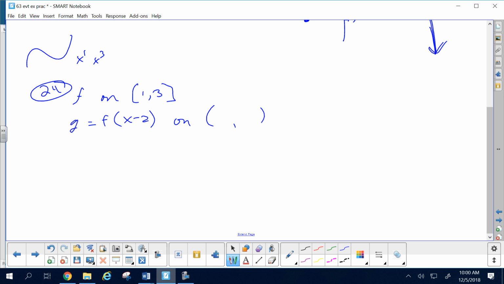What interval? Does that shift it right, left, up, or down? Right. x shifts go opposite, so it's right 2. So the first endpoint of 1 would be shifted right 2 to 3, and the right endpoint of 3 would be shifted right 2 more, which is 5. So that's a shift. Okay.